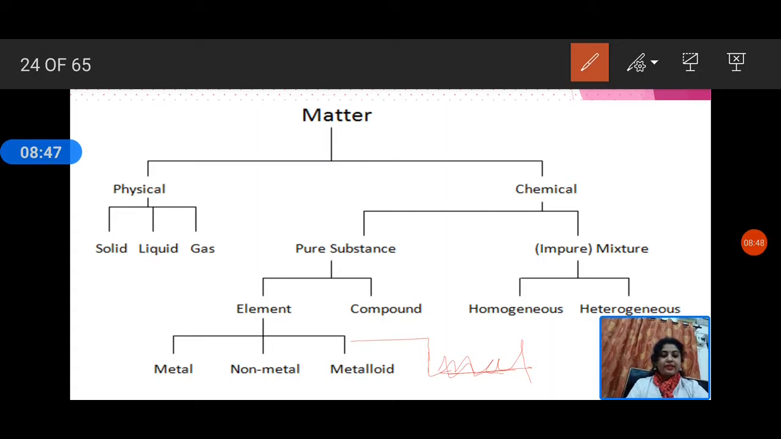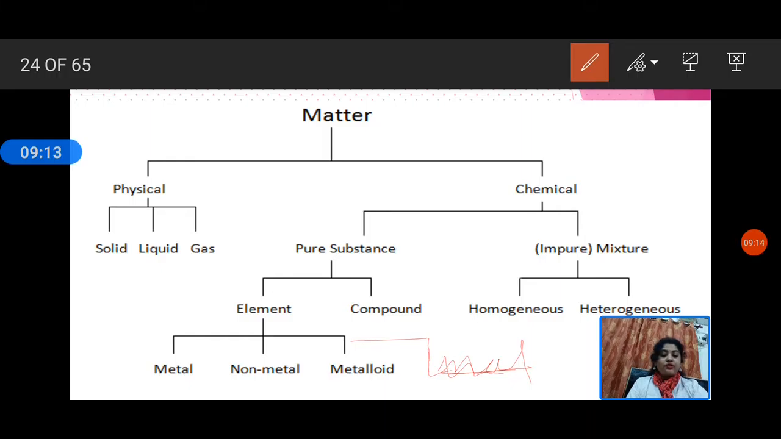Metals have characteristic luster. They are good conductors of heat and electricity. They are malleable, they are ductile, and they contain one kind of atoms. You can say it's monoatomic. Examples: potassium, sodium, calcium, magnesium, aluminium, zinc, lead, copper, mercury, silver, platinum, gold.